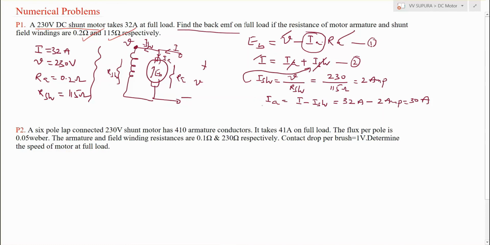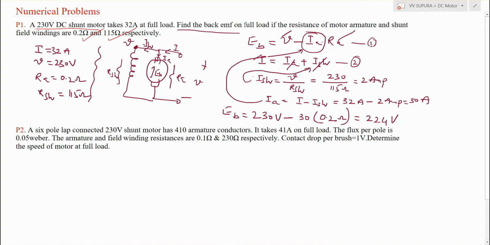Now I substitute this IA value here. I can calculate back EMF. EB is equal to terminal voltage 230 volts minus IA 30 amperes multiplied with armature resistance 0.2 ohms. Now from this I can calculate, it will be 224 volts. So from this I can conclude the back EMF is always less than the supply voltage.